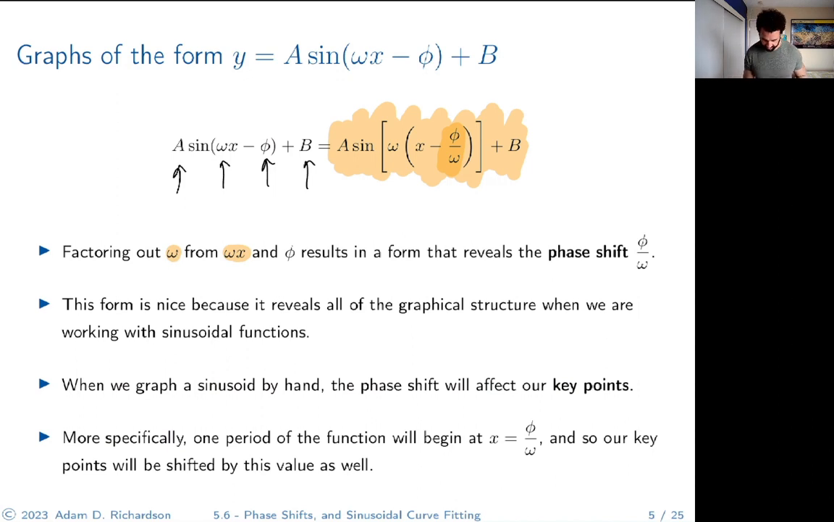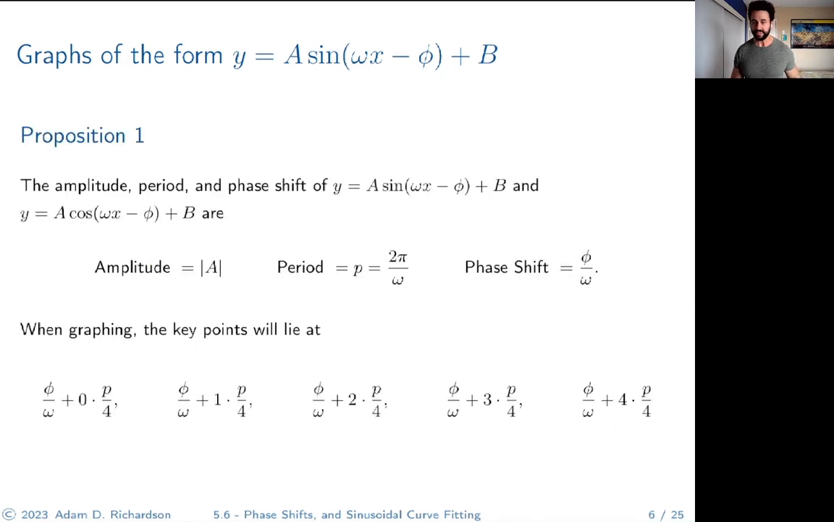And I have this note here, the very last line. More specifically, one period of this function that we're going to graph will begin at x equals phi divided by omega. And so the short story is that our key points are all going to be shifted by this amount. So the key point process that you learned before is still the same, but now you need to shift all of those things by whatever the phase shift is. So let's look at this.